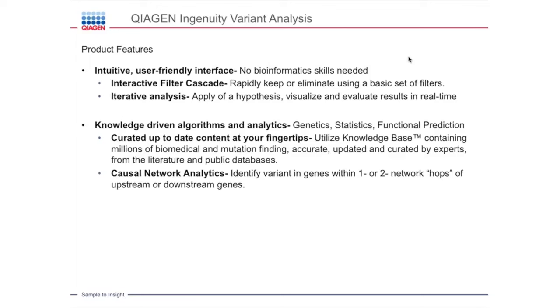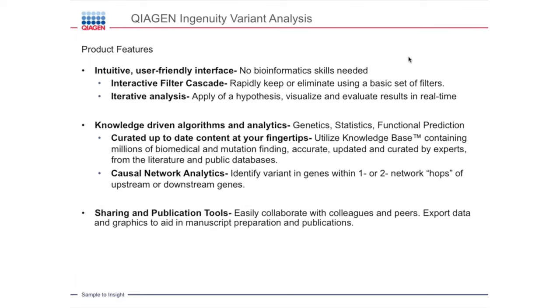Ingenuity variant analysis also provides access to our knowledge base, which is a large collection of expertly curated and accurately updated information from peer-reviewed literature and databases, and this includes millions of gene and disease interaction findings as well as mutation reports. And we allow you to conduct causal network analytics to find novel genes that may interact with known genes for a given disease or pathway that you might be interested in.